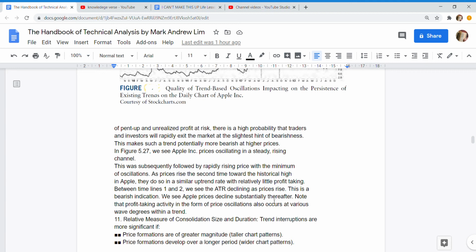Note that profit-taking activity in the form of price oscillations also occurs at various wave degrees within a trend.